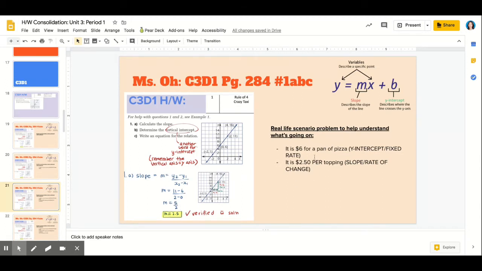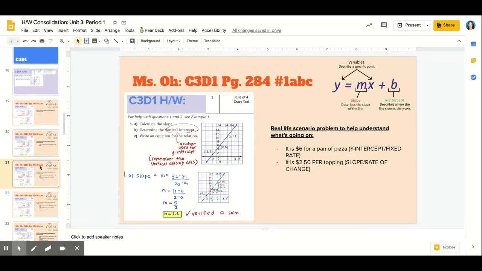And so this $2.50 per topping, what that means in the algebraic sense is that it is the slope, or the rate of change. That is how the cost that I'm paying for that pizza is changing, depending on the number of toppings on the pizza, right? And so I can try to make an equation for this relation. And why would that be helpful? Well, then I can know how much my pizza is if I have 10 toppings, if I have 100 toppings, if I have 5 toppings. So a lot more than the 0, 1, 2, 3 kind of example, okay?